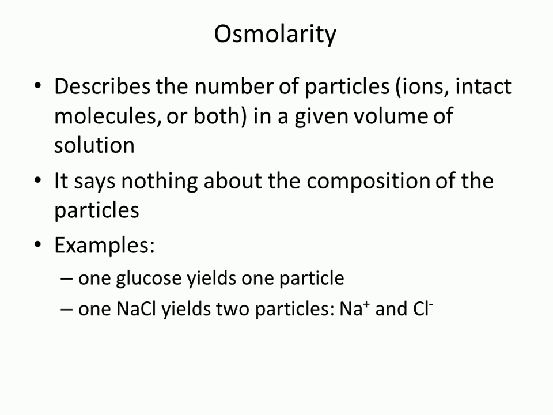When you think of something like glucose, glucose is a nice, happy, stable molecule. You put it in solution, and it's going to stay a happy molecule. So one glucose molecule equals one particle, and whatever you put in equals its osmolarity. But something like sodium chloride dissociates into a sodium ion and a chloride ion, so for every sodium chloride you put in solution, you end up with two particles. The osmolarity is not equal to the number of molecules you started with. It's double. So osmolarity deals with particles, not with what the particles actually are.